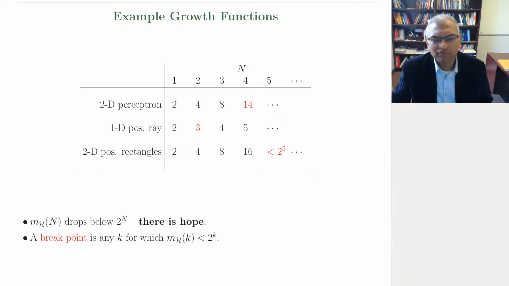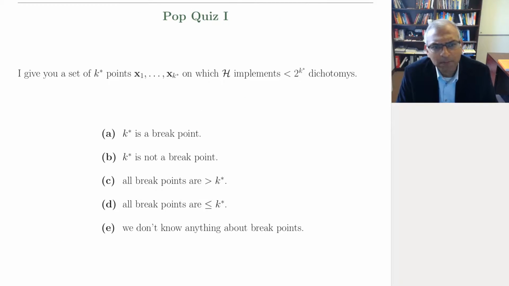Before we tackle this combinatorial puzzle, let's get some practice with breakpoints and growth functions and dichotomies and all that stuff, because we've thrown a lot of stuff at you, and it's good to get some practice. So pop quiz 1. I give you a specific set of k-star points on which h implements fewer than 2 to the k-star dichotomies. So we say that h does not shatter your k-star points. So what do you know? A, k-star is a breakpoint. B, k-star is not a breakpoint. C, all breakpoints are greater than k-star. D, all breakpoints are less than or equal to k-star. E, we don't know anything about breakpoints.